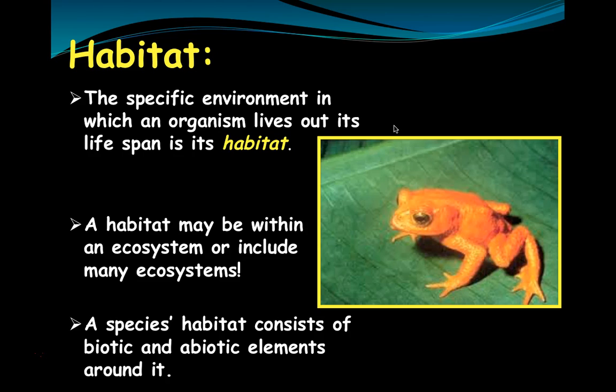Species that have their habitats, they include biotic factors and abiotic elements. So there may be certain organisms, like frogs, that need to live near the water. That would be an abiotic element. Or we also have a frog that needs to live on a lily pad. And the lily pad itself would be a biotic factor.